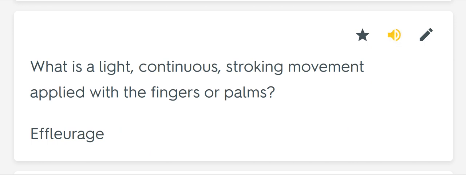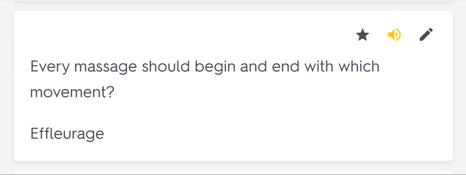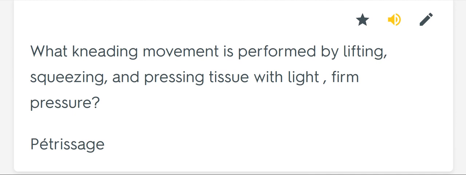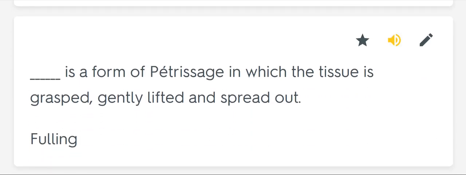What is a light, continuous stroking movement applied with the fingers or palms? Effleurage. Every massage should begin and end with which movement? Effleurage. What kneading movement is performed by lifting, squeezing, and pressing tissue with light, firm pressure? Petrissage. Blank is a form of petrissage in which the tissue is grasped, gently lifted and spread out. Fulling.